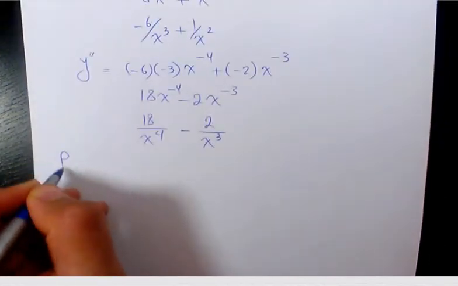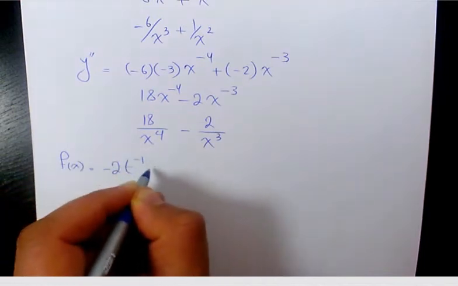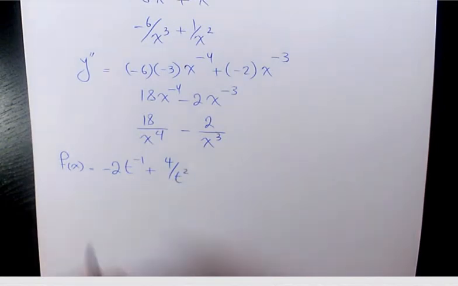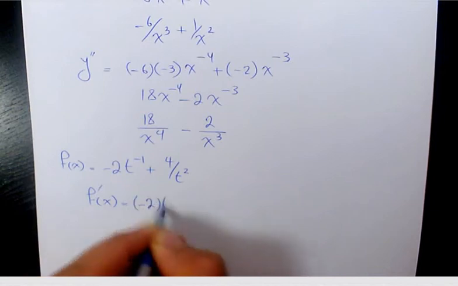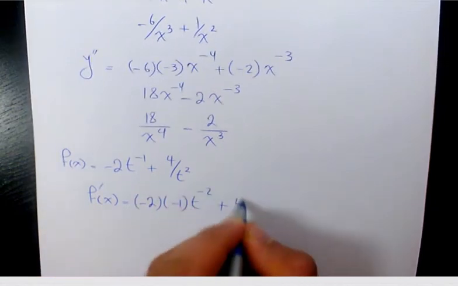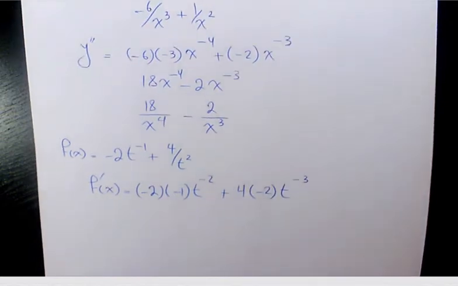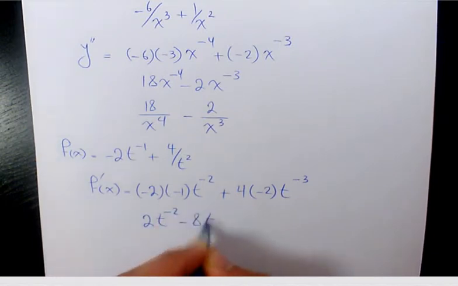Let's see next example. F of x equals negative 2t to the power of negative 1 plus 4 over t squared. F prime is going to be negative 2 times negative 1 to the power of negative 2 plus 4 times negative 2 times t to the power of negative 2. That's going to be 2t to the power of negative 2 minus 8t to the power of negative 2.